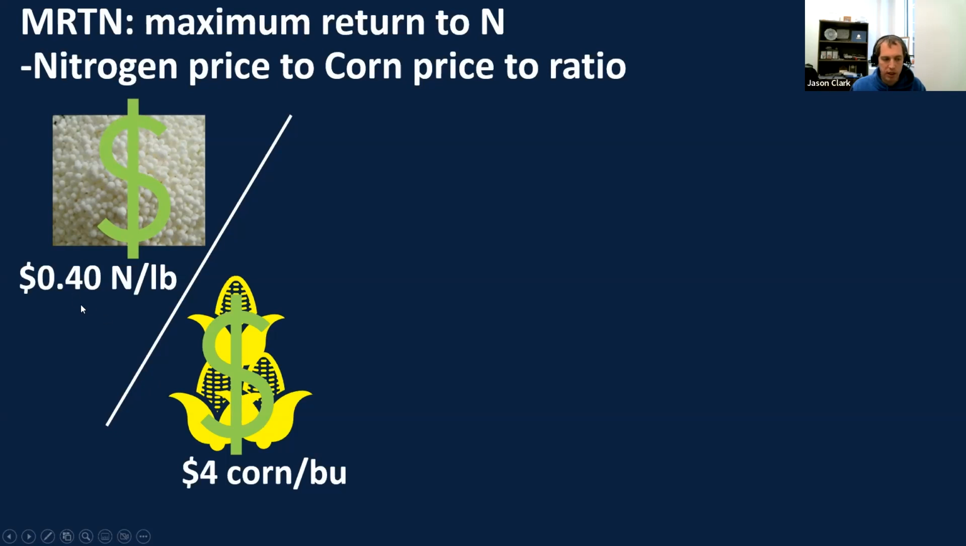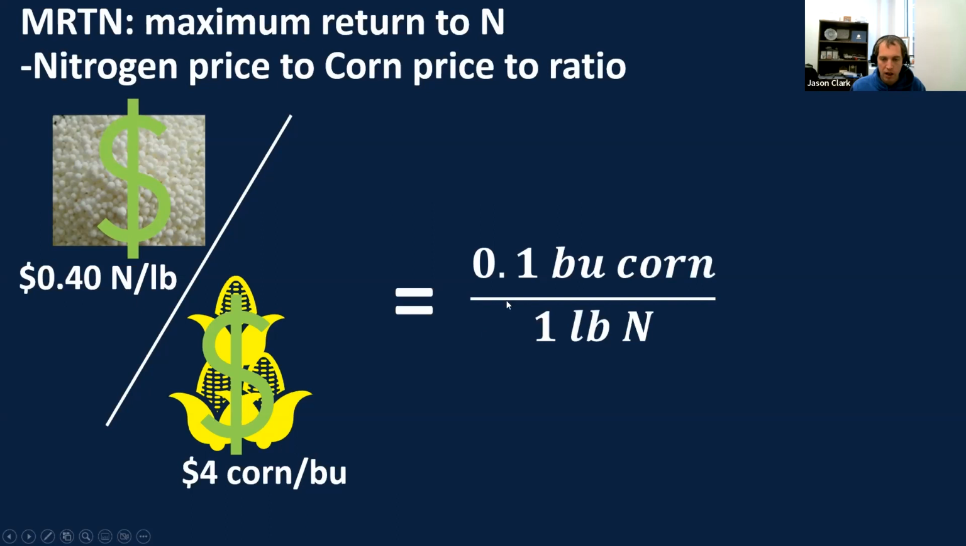So traditionally, we're looking at 40-cent N, $4 corn. Some of you might wish this was closer now, but we'd say a 0.1 ratio. You'd see this in Iowa and Minnesota and North Dakota a lot. They use 0.1. That's the long-term traditional. What that means is it takes 0.1 bushels of corn to pay for 1 pound of N.